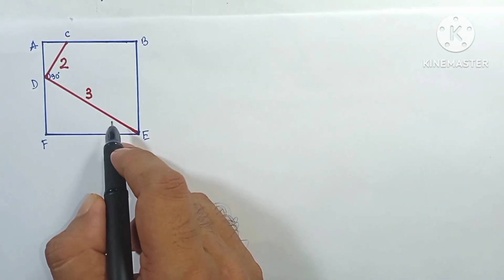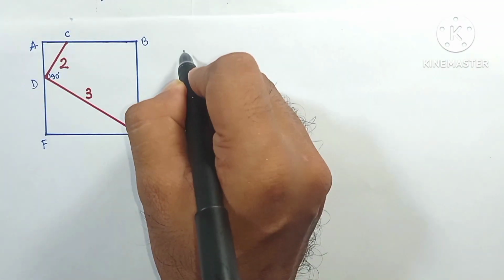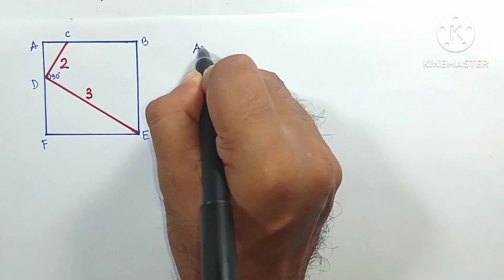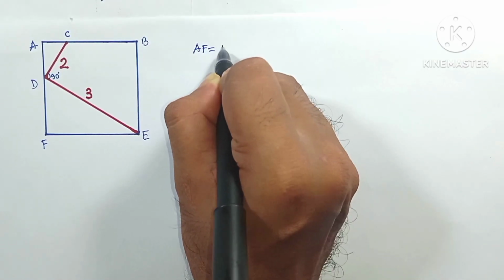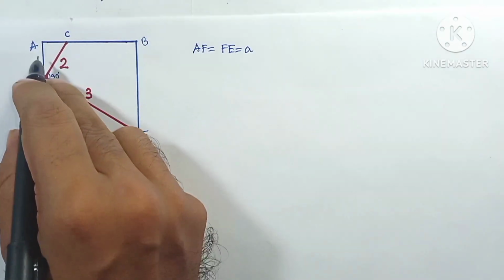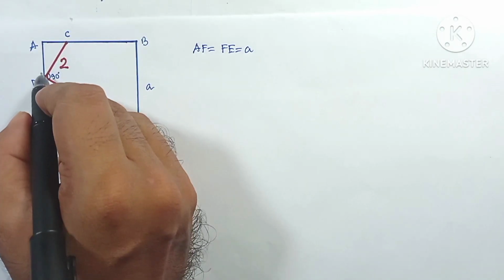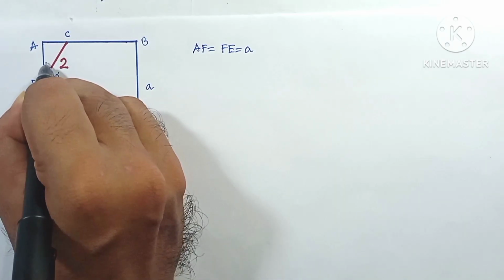Since this is a square, let the length of this side be a. So AF is equal to FE is equal to a. So all these sides are a. Now let's call this angle X.